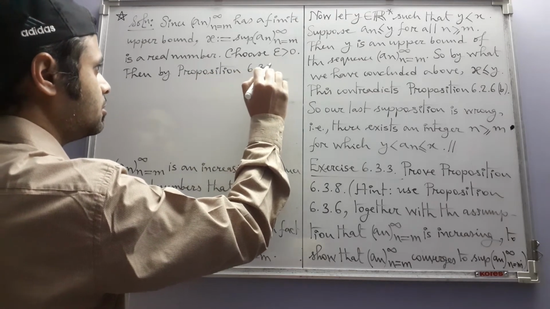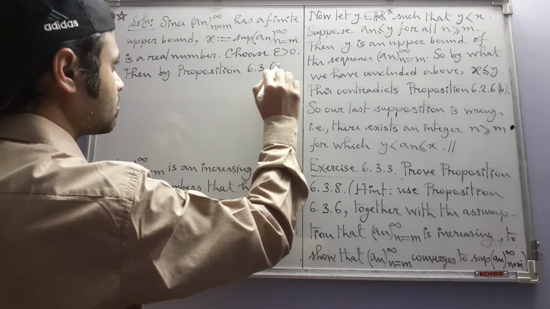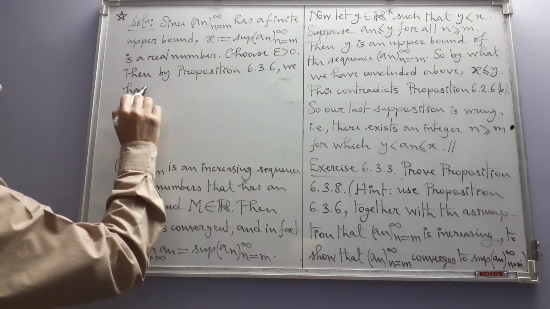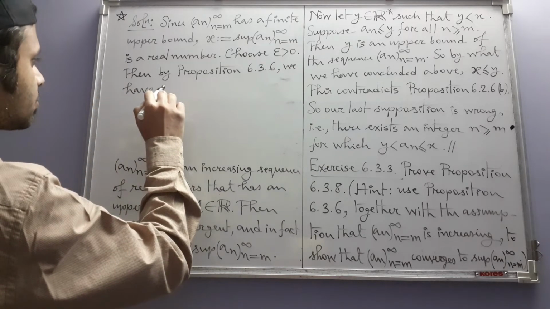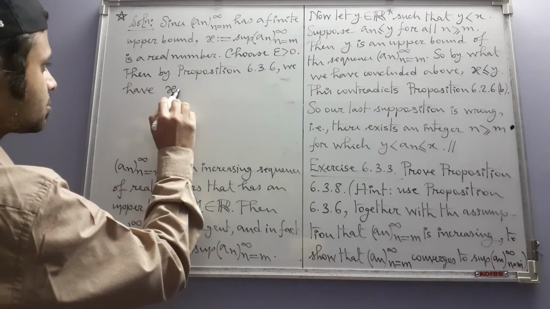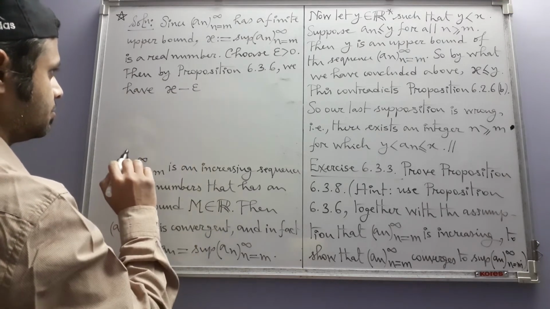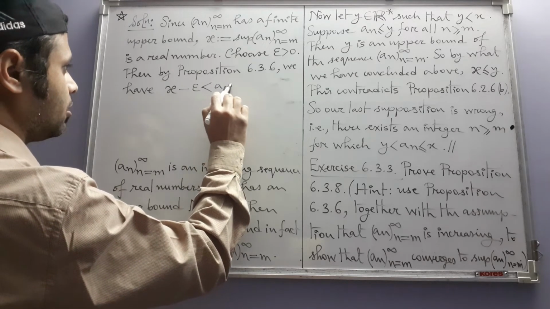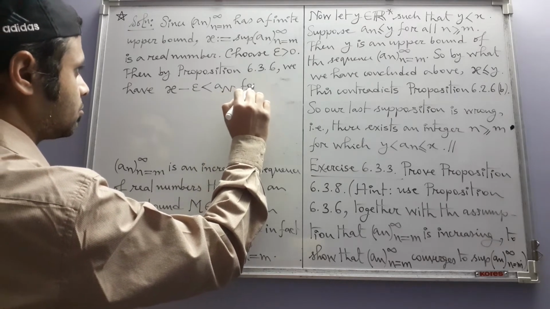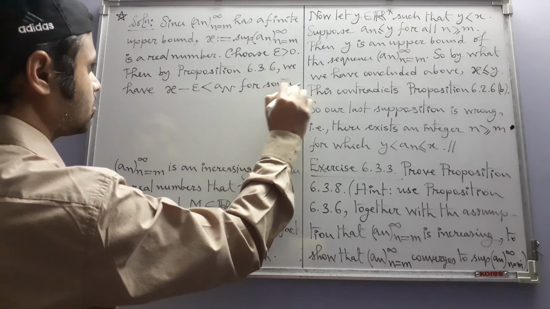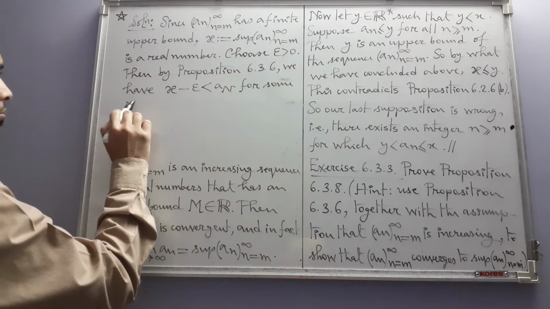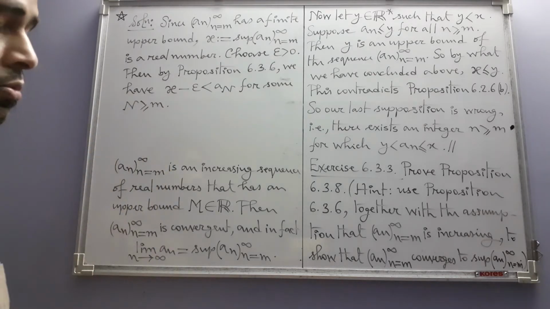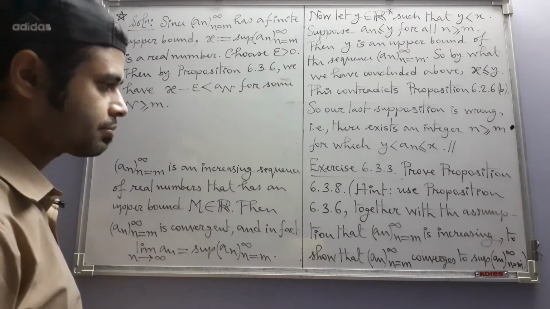By proposition 6.3.6, we have x minus epsilon less than a_n for some n greater than or equal to m. What have we written here?